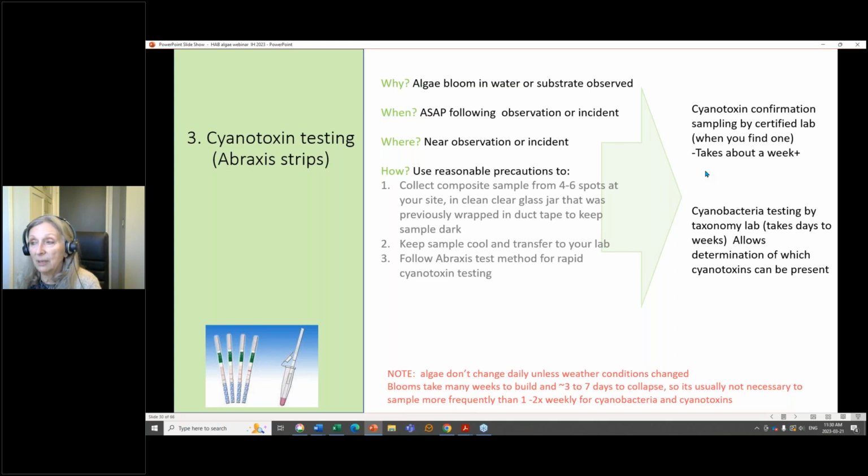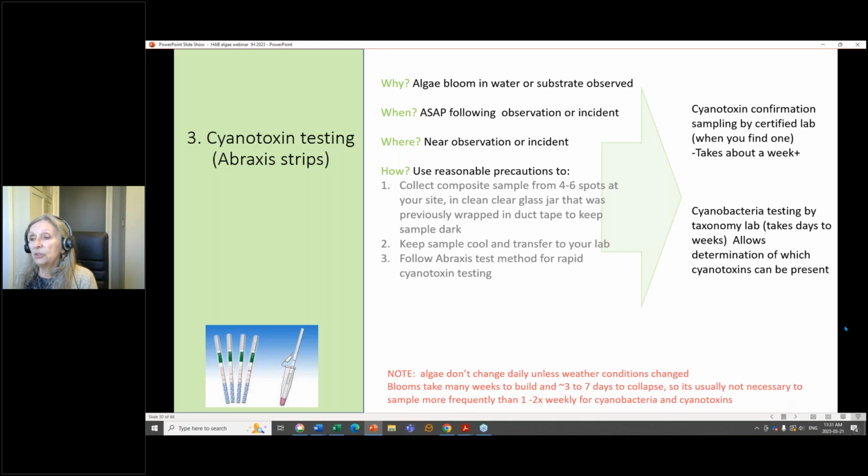And this is harder to come by than you might think, to find a lab that's capable of doing this. And you can submit it to a taxonomy lab. But the thing with any lab is it's going to take you days to weeks to get your results back. So the Abraxas strips serve the purpose simply because they're much more immediate.